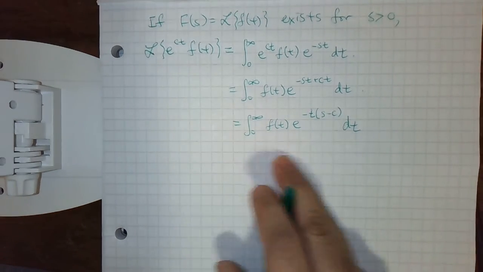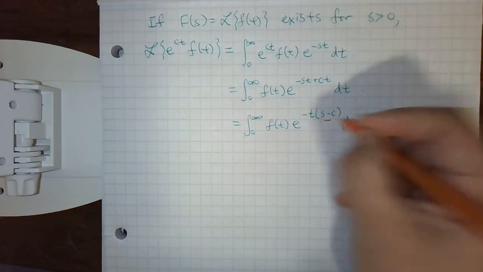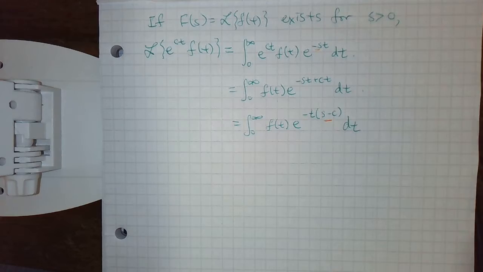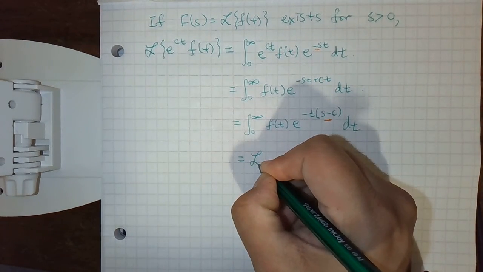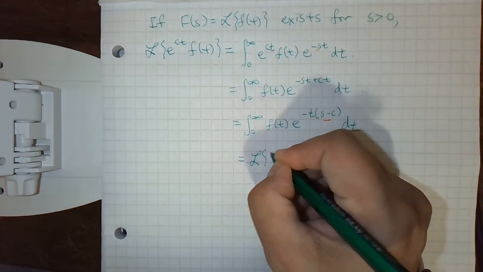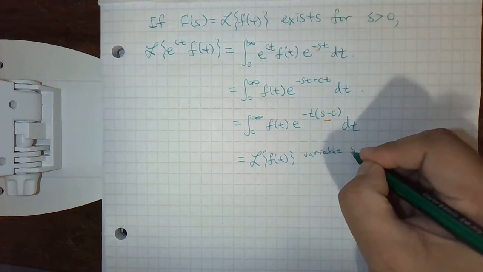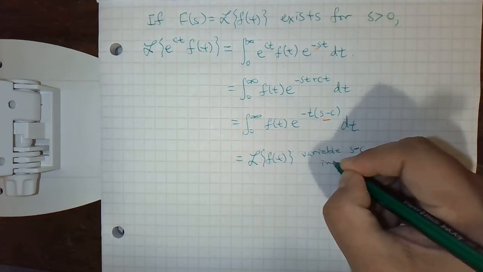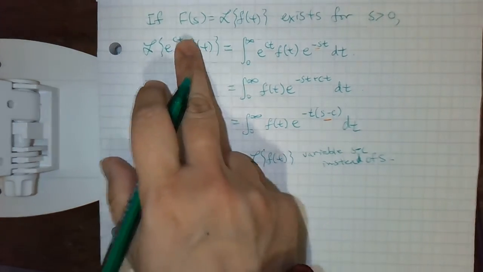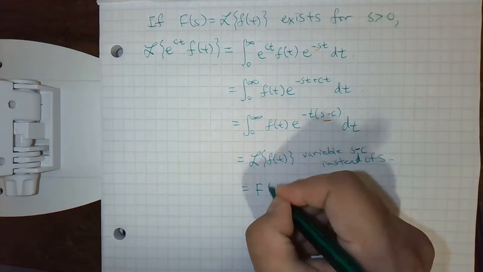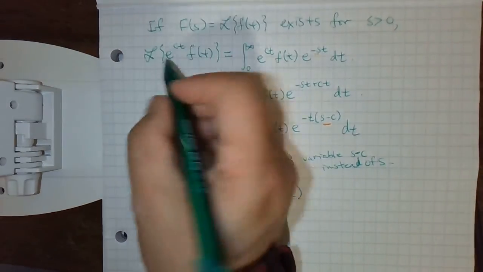And notice this looks a lot like the Laplace transform for f, except that there's an s minus c instead of an s. Well, that doesn't depend on t. So actually, this is the Laplace transform for f of t, but with the variable being s minus c instead of s. Or in other words, we have this convenient notation, big F of s minus c is what that is. Okay, so that's the formula.